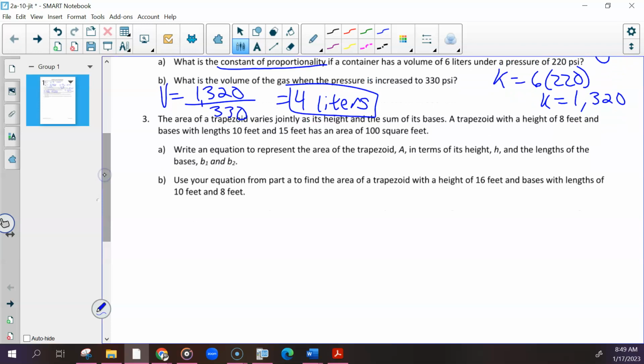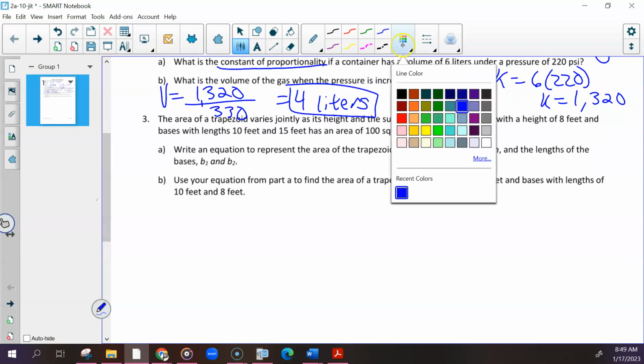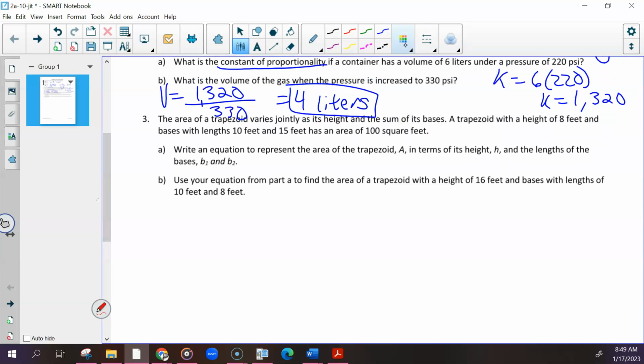Right. For number 3, area of a trapezoid varies jointly as its height and the sum of its bases. So if you weren't aware, a trapezoid has two bases. So this equation would be A equals, very shortly, K, the height, and the sum of the bases, base 1 plus base 2. Looks something like that.